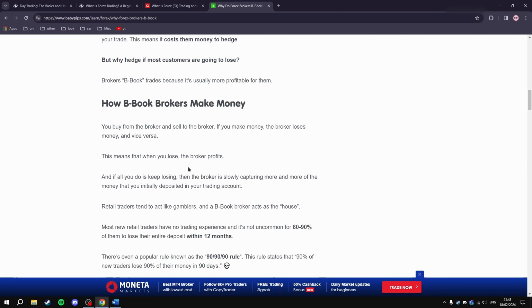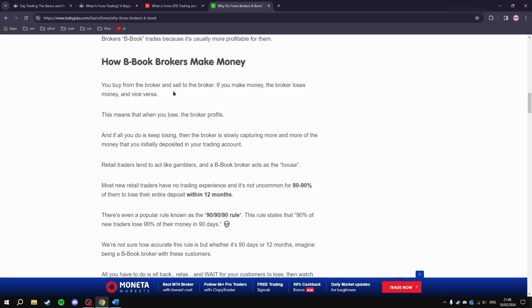How B-book brokers make money. You buy from the broker and sell to the broker. If you make money, the broker loses money, and vice versa. This means that when you lose, the broker profits. And if all you do is keep losing, then the broker is slowly capturing more and more of the money that you initially deposited in your trading account.